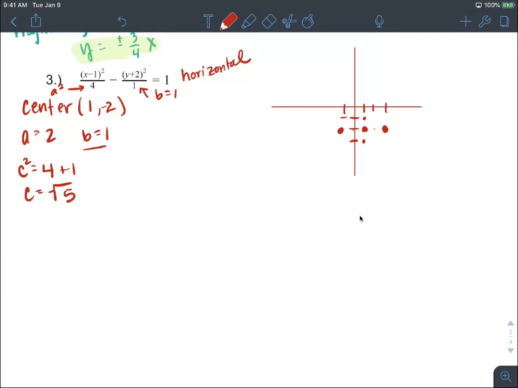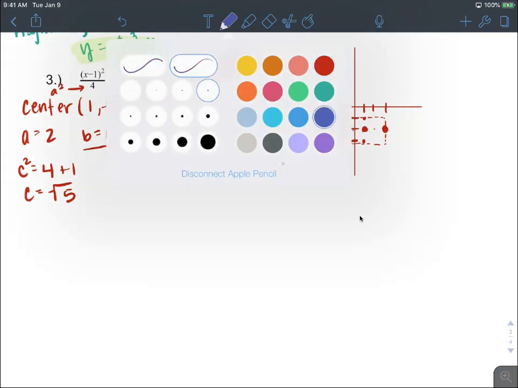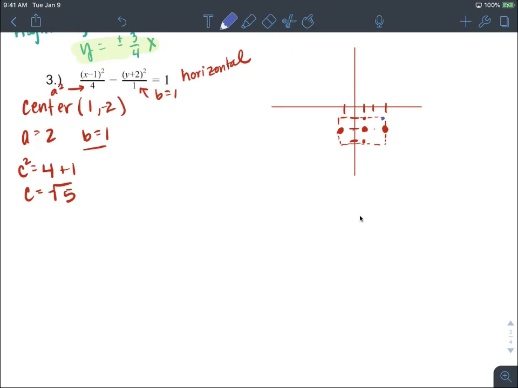Now I'm going to make my box, my rectangle. And the asymptotes go through the corners of these boxes. This is a rise of up 1 over 1, 2, and then up 1 to the left 1, 2. So a slope of 1/2 and negative 1/2. Asymptotes we draw in with dotted lines because they are not technically a part of my graph.